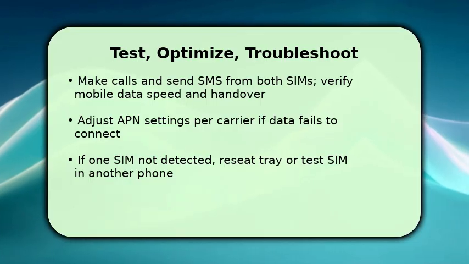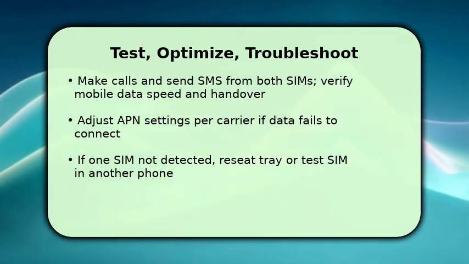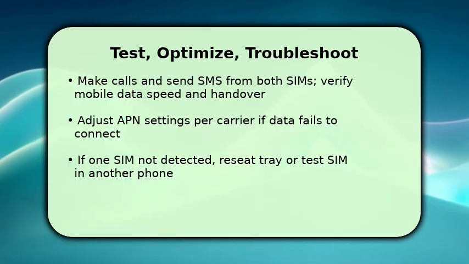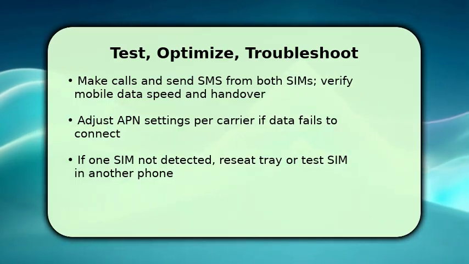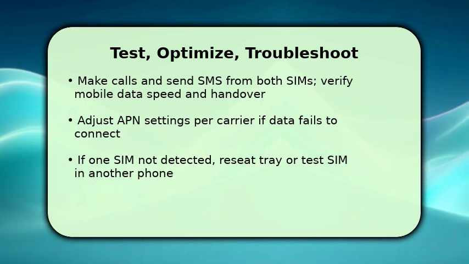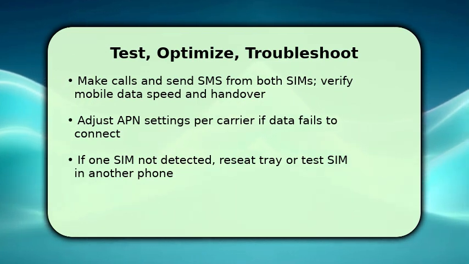If a SIM isn't detected, power down, reset the SIM tray, or try the SIM in another phone to isolate hardware versus network faults. If problems persist, contact the carrier with diagnostics ready.